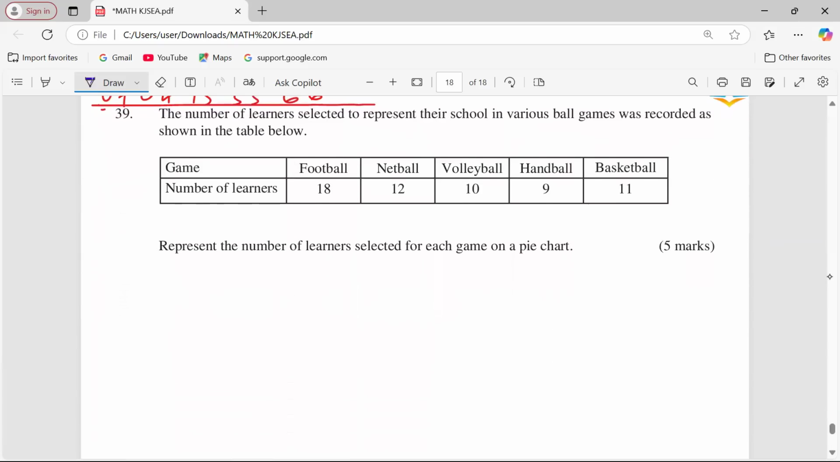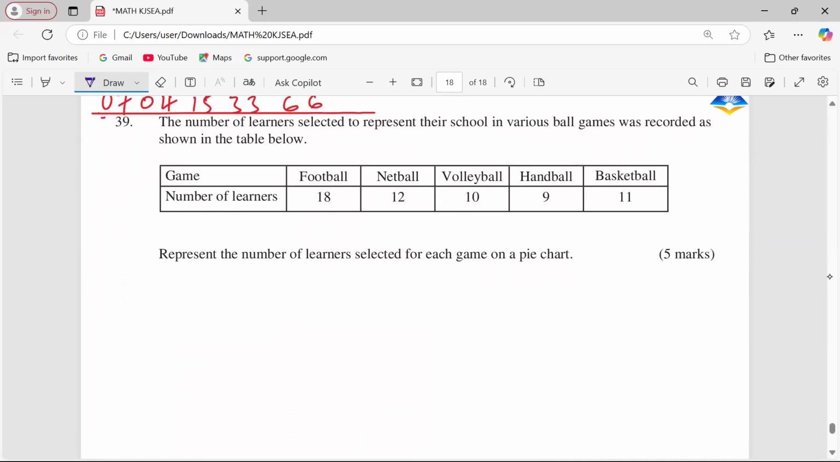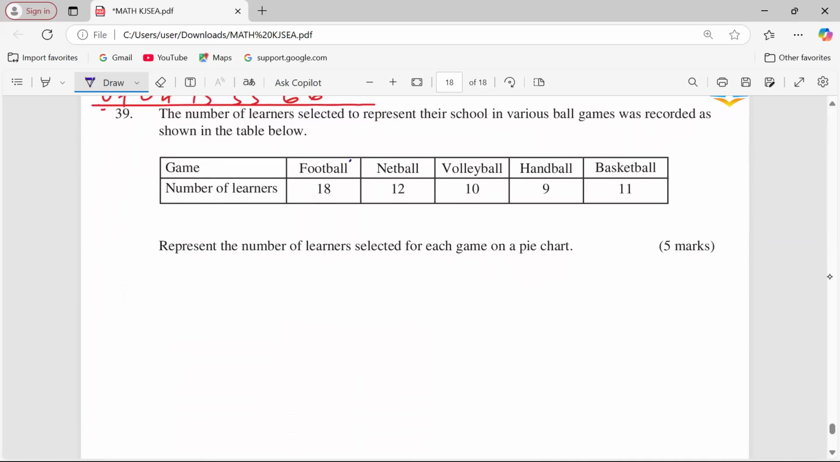Now, let's check number 39. The number of learners selected to represent their school in various ball games was recorded as shown in the figure below. Football has 18 learners, netball 12, volleyball 10, handball 9, basketball 11. Represent the number of learners selected for each game on a pie chart.